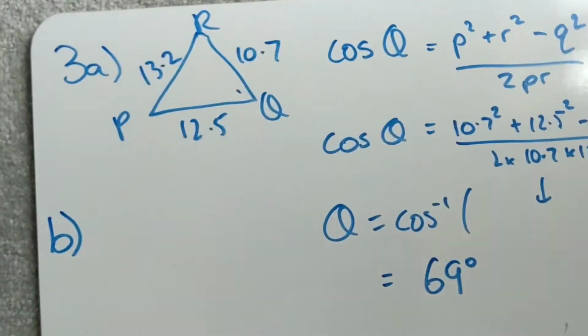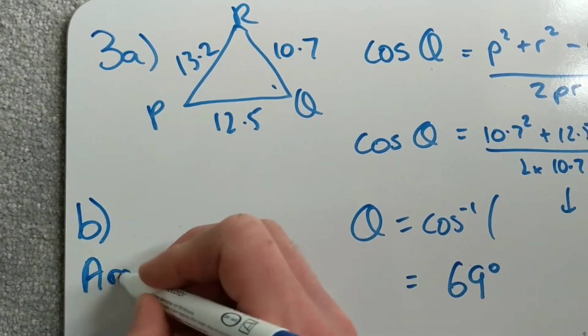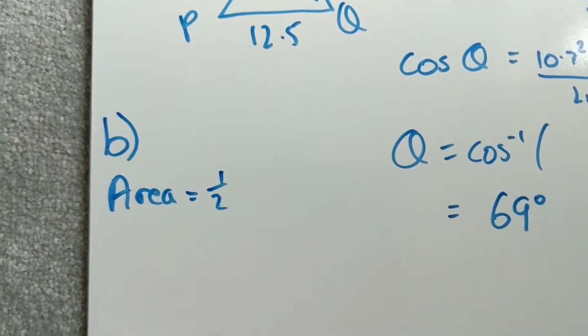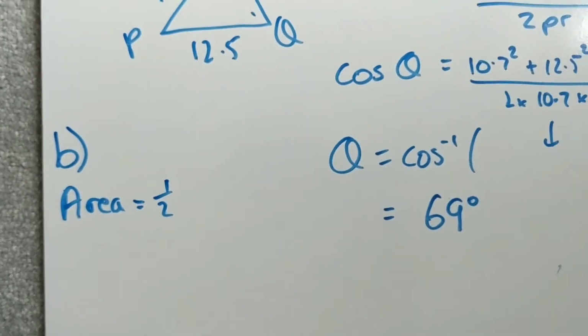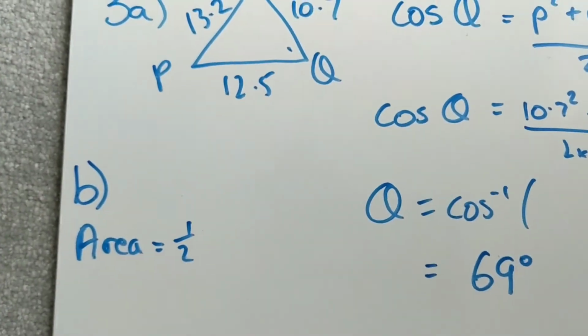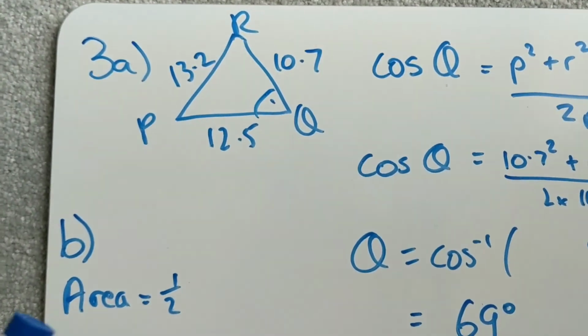For 3B, which I'll try and squeeze in just at the side here, just to give myself more space, it's the area of a triangle. The only formula I've got for area of a triangle is area equals a half AB sine C. Area equals a half AB sine C is in your formula list. Now we're dealing with P, Q and R here. The angle that we now know is this one. So it's a half AB sine C.